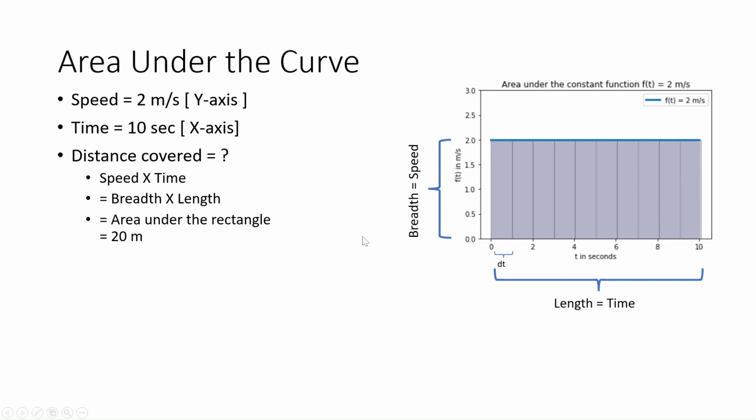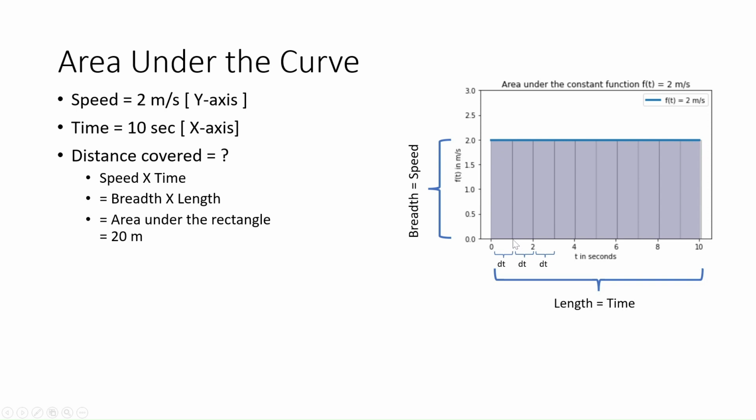Let's try to solve this problem in a slightly different manner. Instead of considering the entire 10-second duration, let's split the time axis into intervals of 1 second, and each 1 second is represented by a variable called dt. This is how it will look. What we're trying to do right now is take a very small chunk of time, which is just 1 second, defining only this much length of the rectangle. Then at this point, we calculate the value of y, which is 2. So the area of this small rectangle is nothing but 1 into 2.